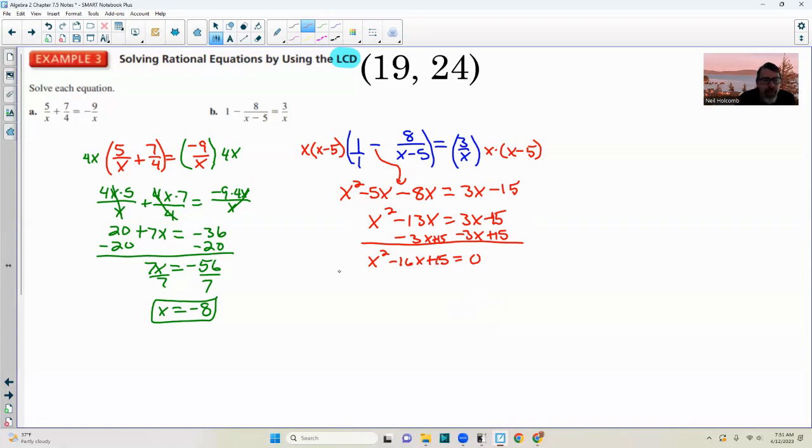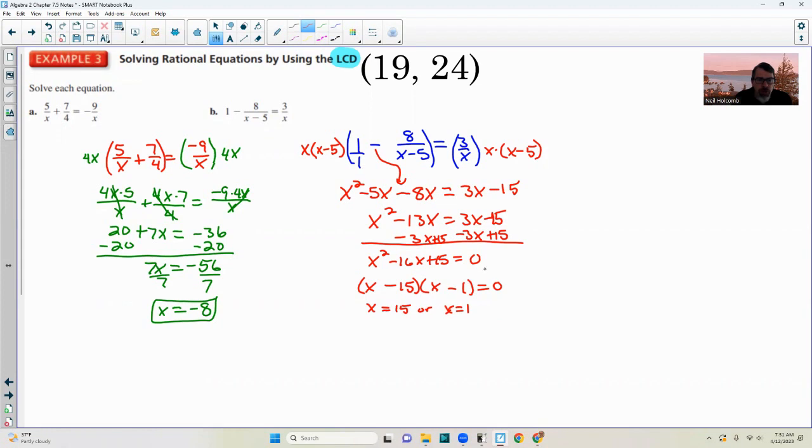Sorry about that. So now I want factors of 15 that add up to 16, which would be 15 and 1. So it's going to be 15 and 1. The signs are the same, and they're both negative. So my answer is going to be x equals 15 here, or it could be x equals 1.